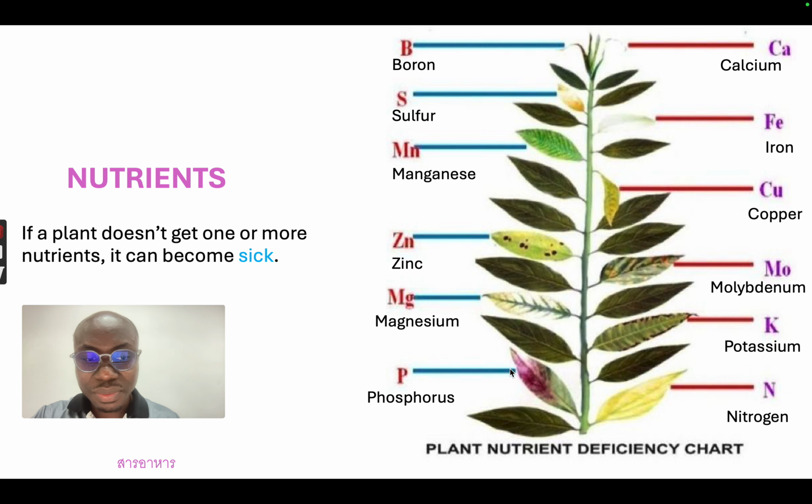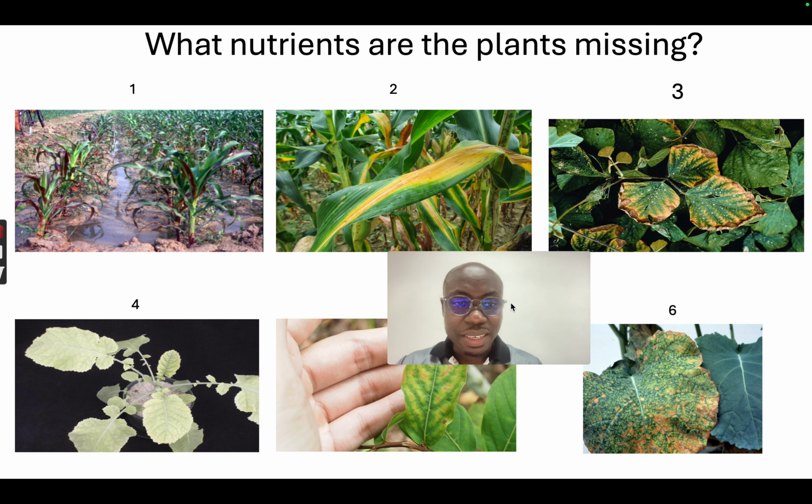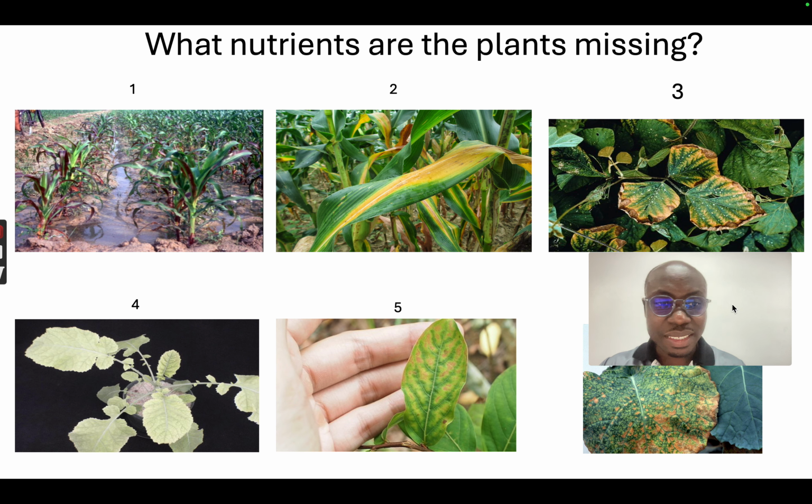purple. If the nitrogen is low, the leaves will become yellow. Okay, yellow. And here are the others: sulfur, manganese, zinc, iron. The leaves become white. Now, can you guess what nutrient is missing in these plants?